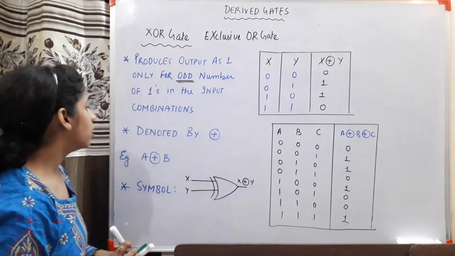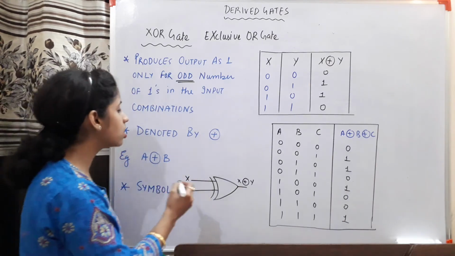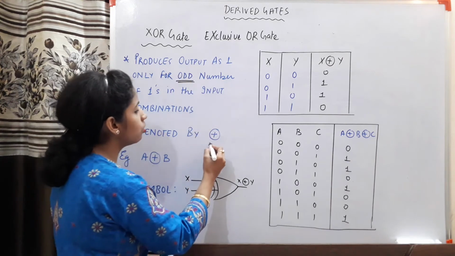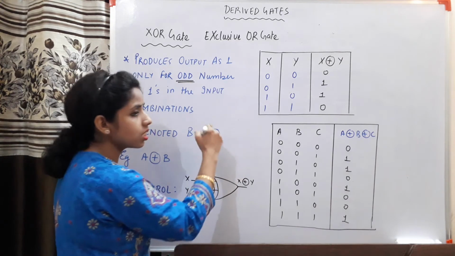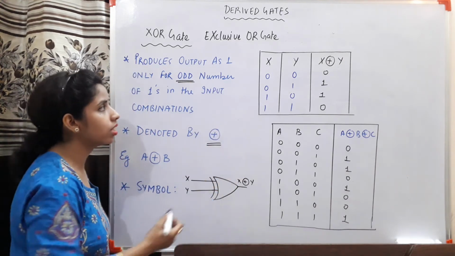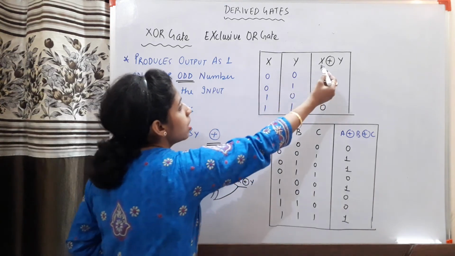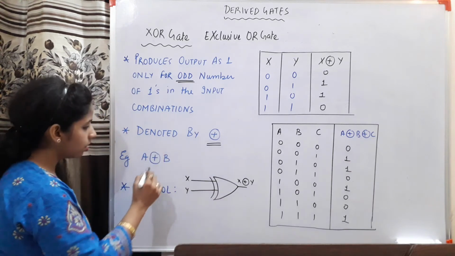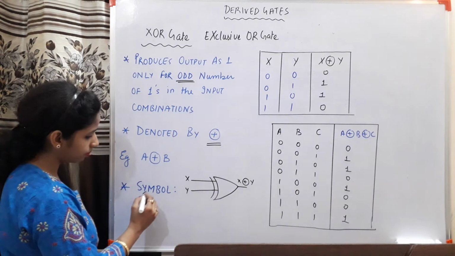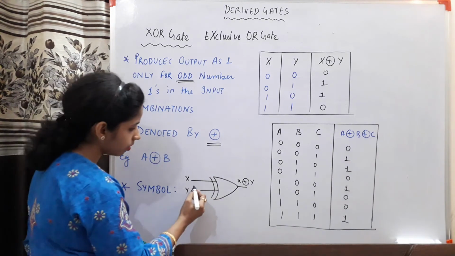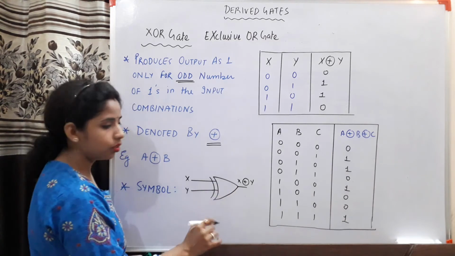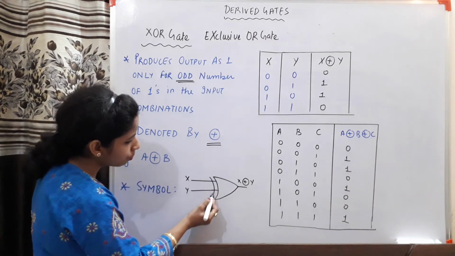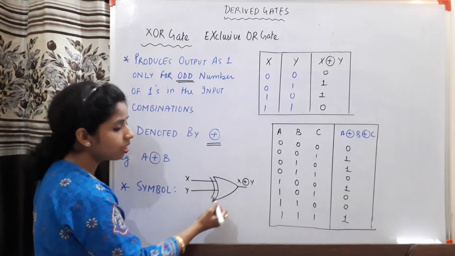Clear? And now how do we denote this symbol? We denote it with the help of a plus within a circle. So this is the symbol for the XOR gate. If you apply it over x and y, the output will be x XOR y. Okay, and look at the symbol. This is the OR gate. Now before the OR gate you just put one more arc to get the XOR gate.